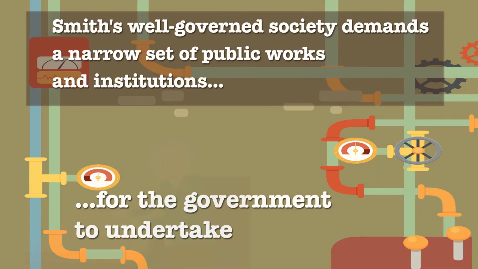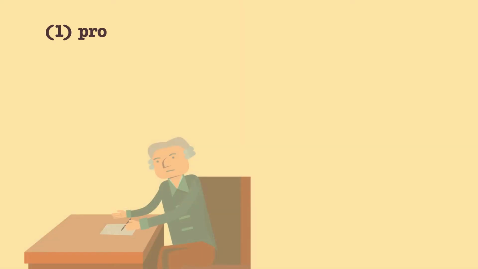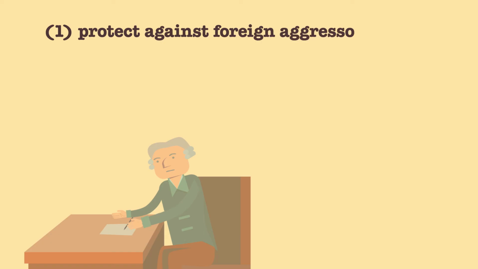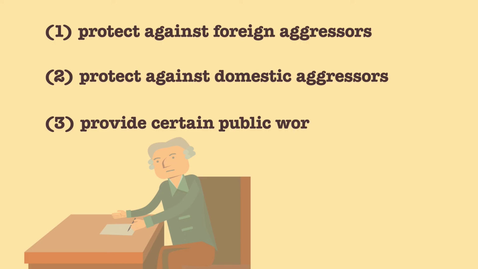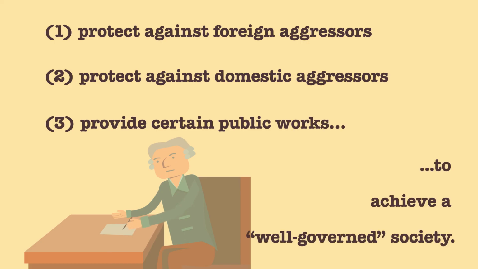In summary, Smith argued that government was necessary to protect citizens against foreign and domestic aggression, and to provide a limited number of public works and institutions to achieve a well-governed society, which he thought necessary for prosperity.